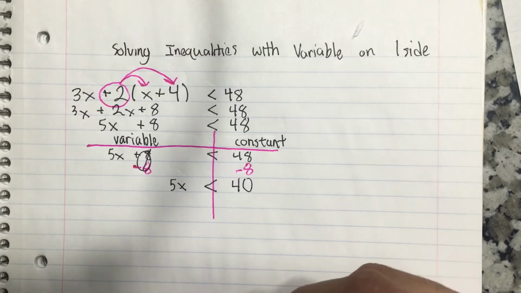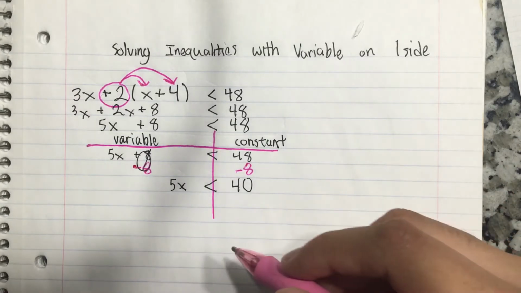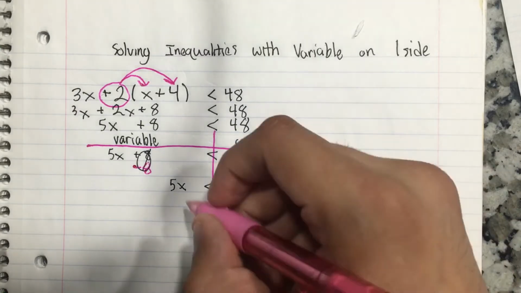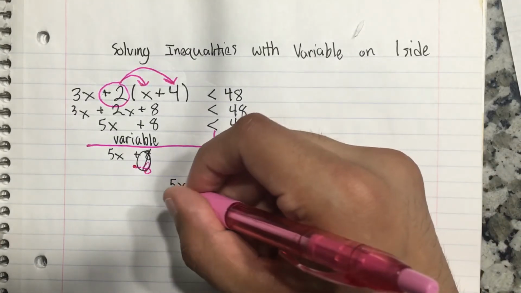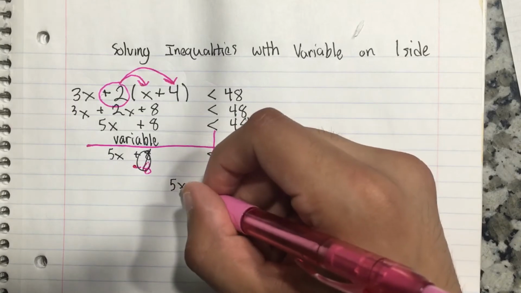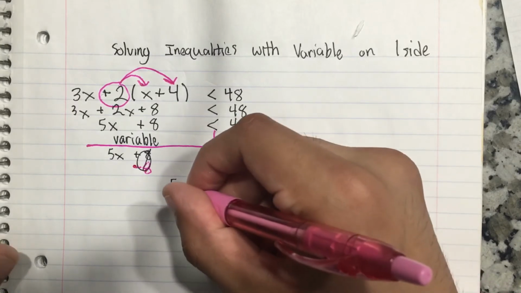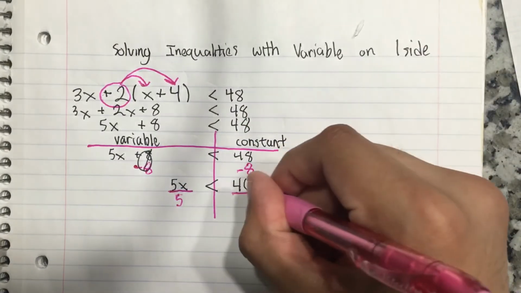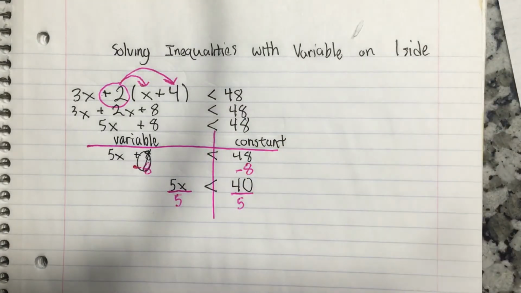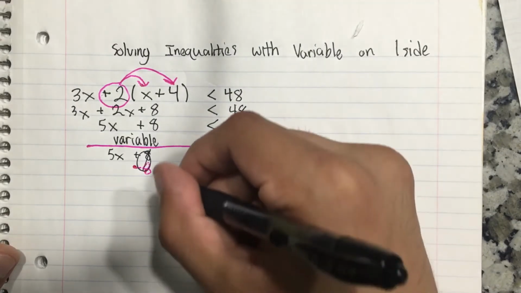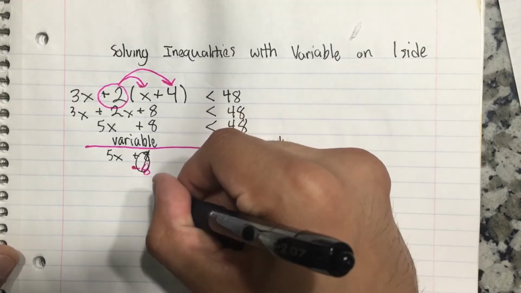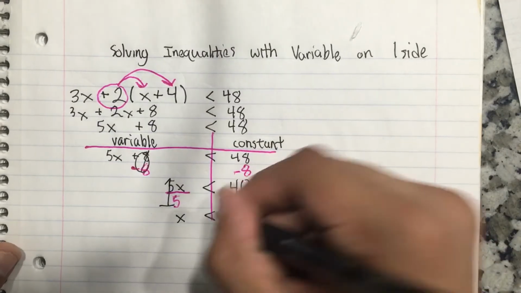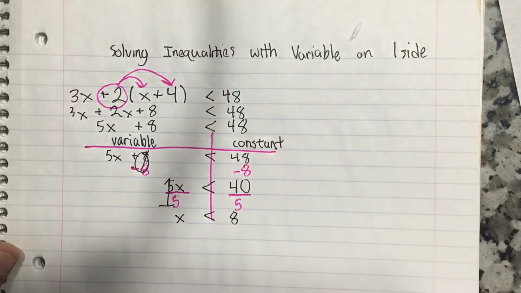Now here, what we need to do is the multiplicative inverse of 5x since we're one step away from getting x is less than something. So the multiplicative inverse of 5x will be to multiply by 1/5 or divide by 5. 5 divided by 5 gives us 1. So we have x is less than 8.